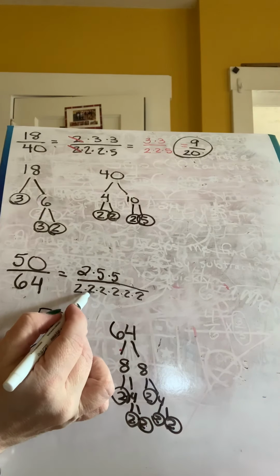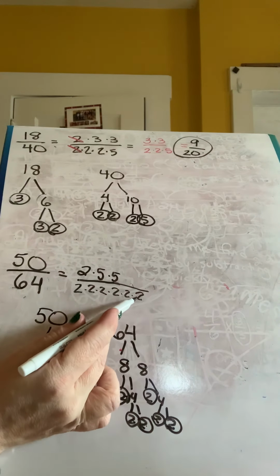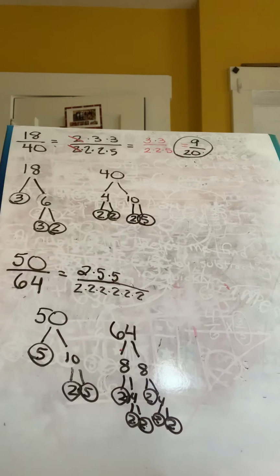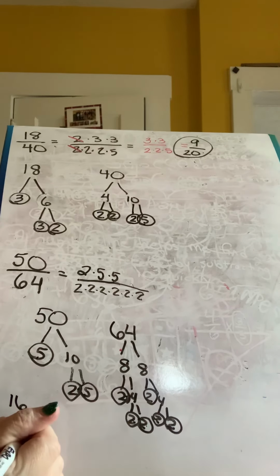We want to make sure we have the right amount that we did down here. 2 times 2 is 4. 2 times 2 is 4. 2 times 2 is 4. So we have 3 4s. 4 times 4 is 16. 16 times 4 is 64. And if you weren't sure, you could do it on the side. 16 times 4.